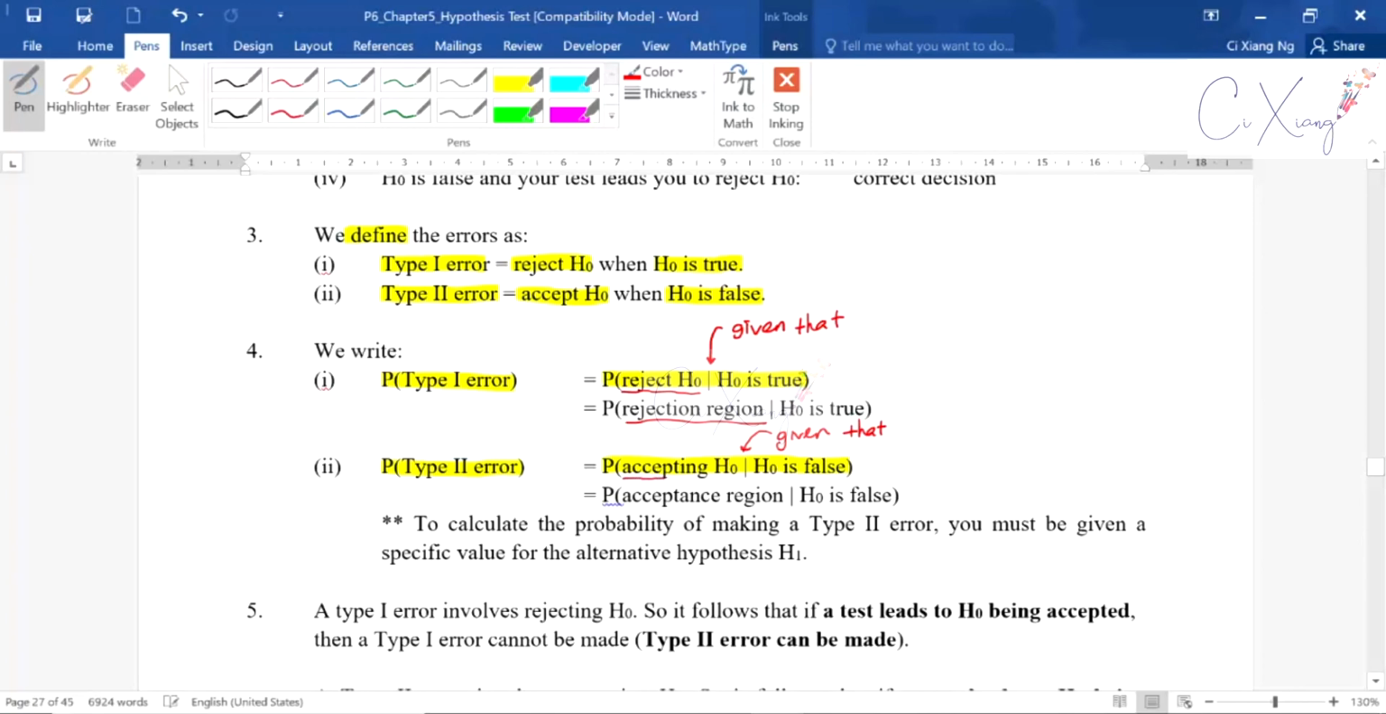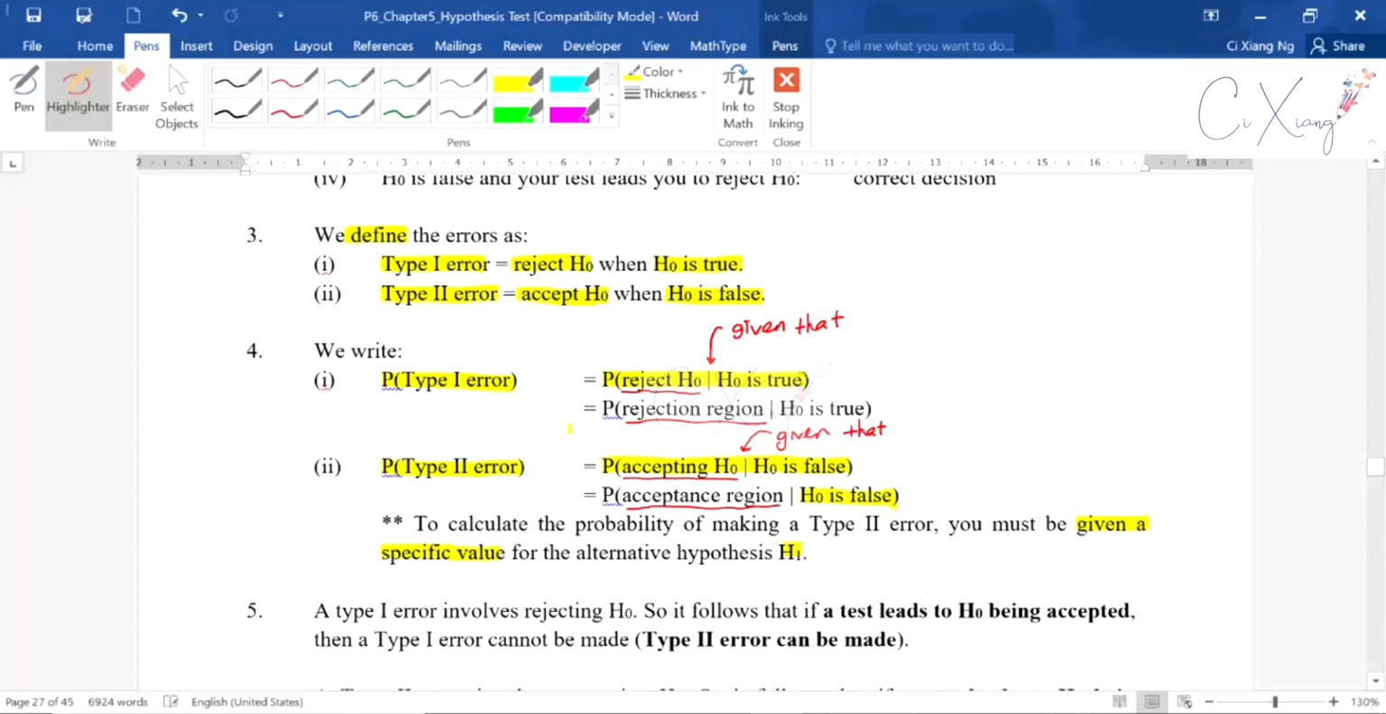For the accepting null hypothesis part, in the calculation you need to put in some value. That value you need to put in the acceptance region. Again, I will show you all the details of the calculation in the next video, or maybe when discussing the example. To calculate the probability of making a type 2 error, you must be given a specific value for the alternative hypothesis H1. When the null hypothesis is false, that means you don't have the correct value for the null hypothesis, so you will be given a specific value for the alternative hypothesis. Again, I will discuss all this in more detail when we discuss the example.